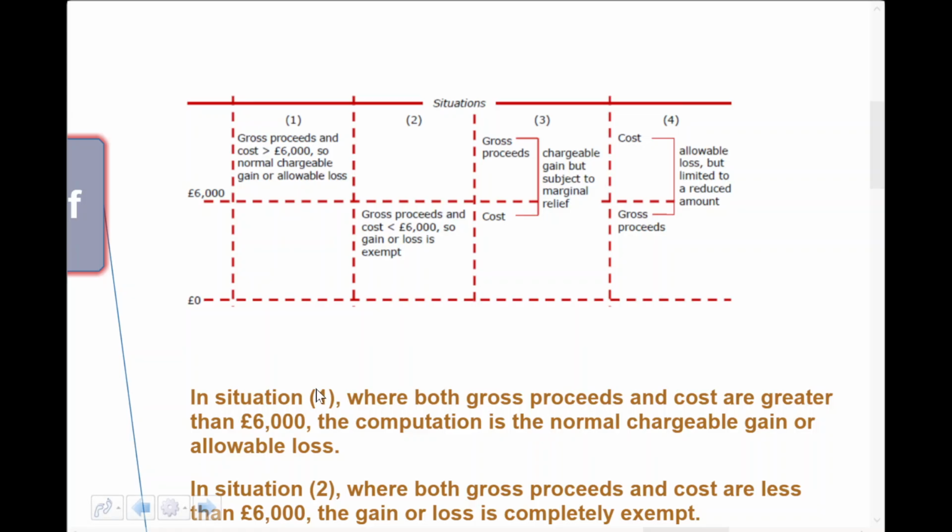Okay, well, it gets a little bit more complicated as we move through the situations. But there's one for you. What about 2? Okay, 2 is quite straightforward. Here it says the gross proceeds. Now, when we say gross, we're talking about inclusive of any fees, like an agent fee or some sort of fee. Okay, so gross proceeds and cost are both less than 6,000. Note that this situation is below the 6,000 line. So actually, in this case, the gain or the loss is completely exempt, irrelevant. We don't bring it into play at all.